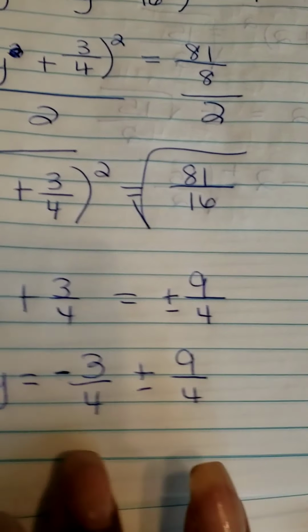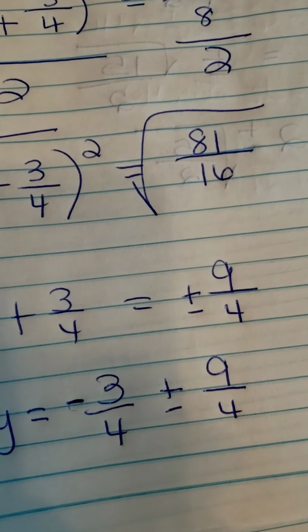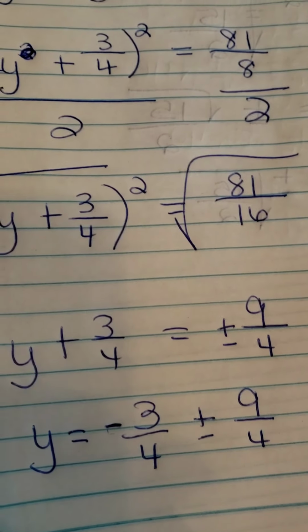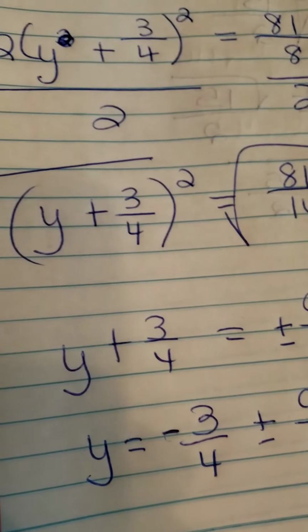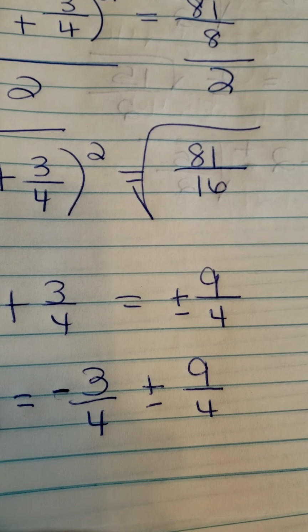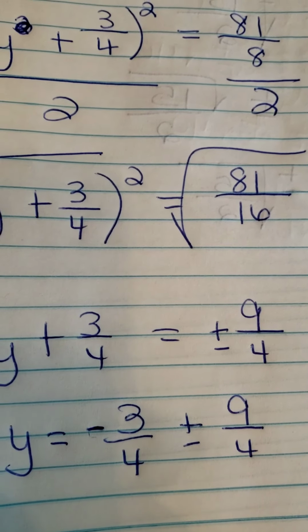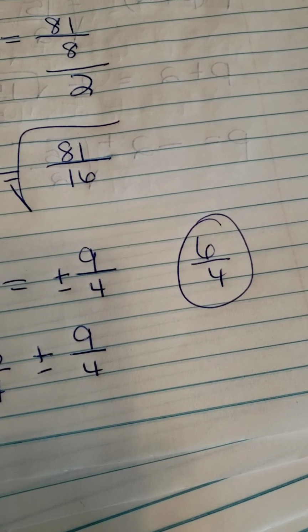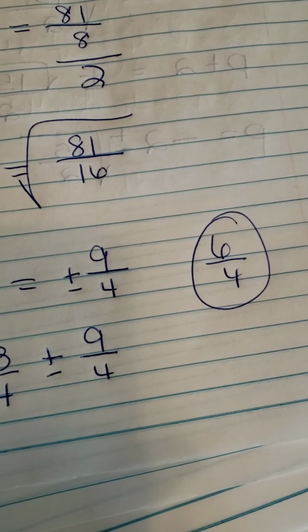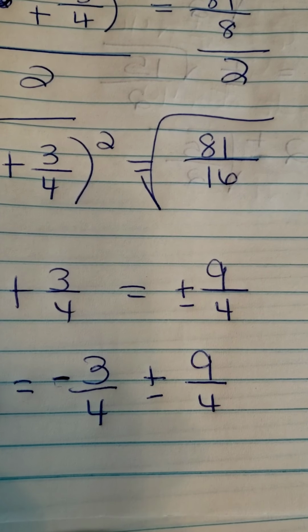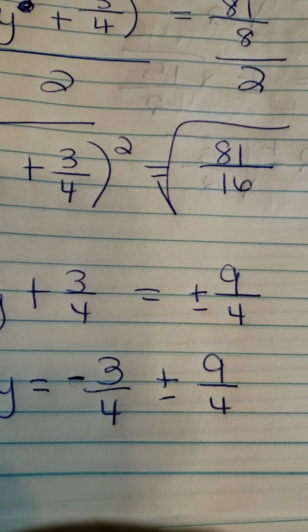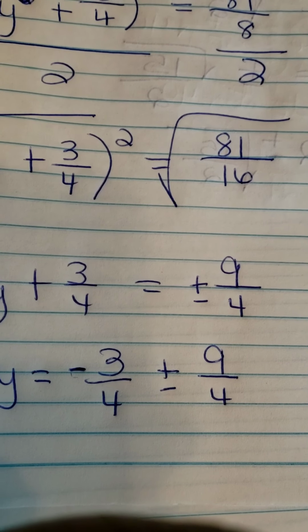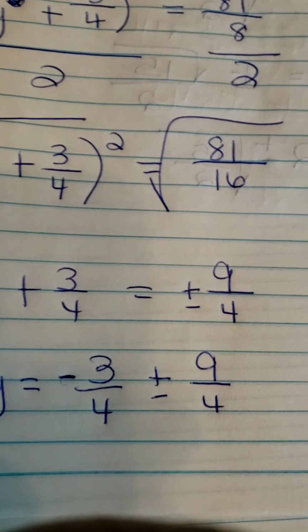All right, and so it's going to be y equals plus and minus 9 over 4. Well, I can do the plus part. It's going to be 6 over 4. All right, so 6 over 4 is 1. That's for the addition part. And that can be reduced, of course, to 3 over 2. And then the subtraction portion is going to be 12 over 4, which is going to give me negative 3.